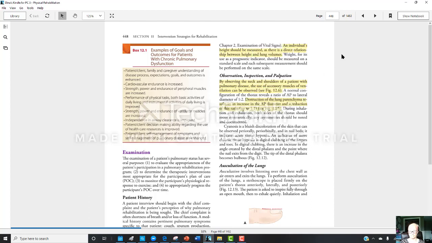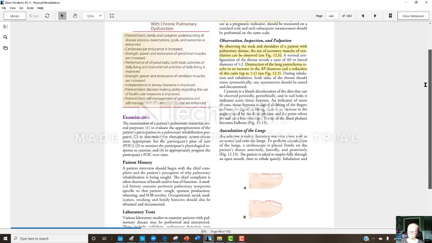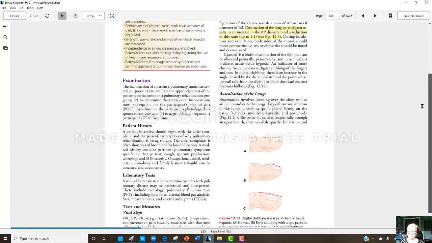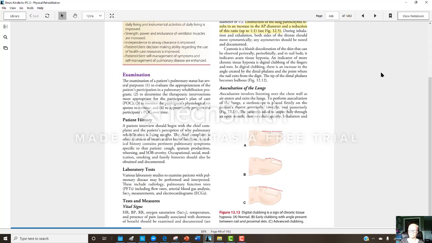Cyanosis is a bluish discoloration of the skin that can be observed periorally, periorbitally, and in nail beds. It indicates acute tissue hypoxia. An indicator of more chronic tissue hypoxia is digital clubbing of the fingers and toes. In digital clubbing, there is an increase in the angle created by the distal phalanx and the point where the nail exits from the digit. The tip of the distal phalanx becomes bulbous.